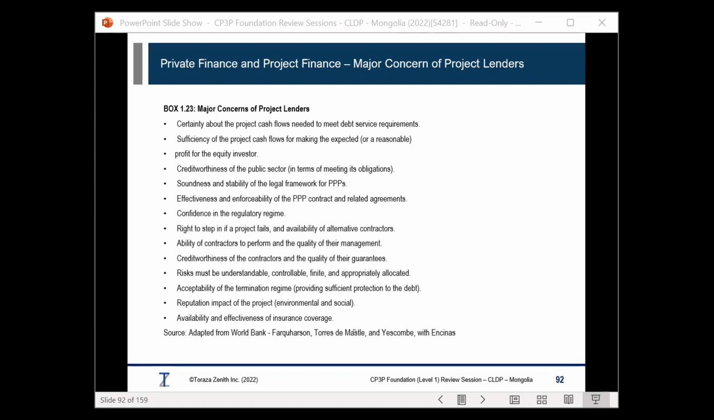Now, as it happens, you can see that the source was adapted from the World Bank's book, which was produced by Farquharson, Torres, Yescombe, and Encinas. And in fact, Farquharson worked for me and is an excellent PPP practitioner, currently works for the World Bank out of Washington, I believe.